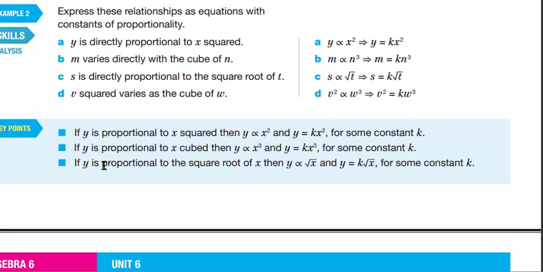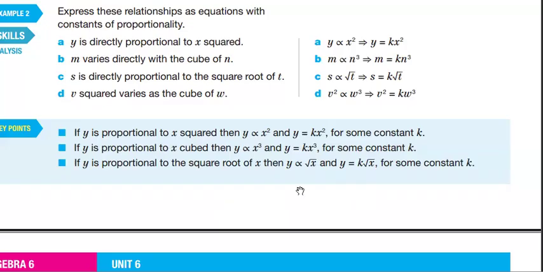Same idea here, x cubed. Here, square root of x. And with the same steps, we remove the direct proportion sign and we put equals k. And then we use the formula to answer the question. So we use it to find the k first, and then we create the formula using the value of k, and then we use it to answer the rest of the questions.